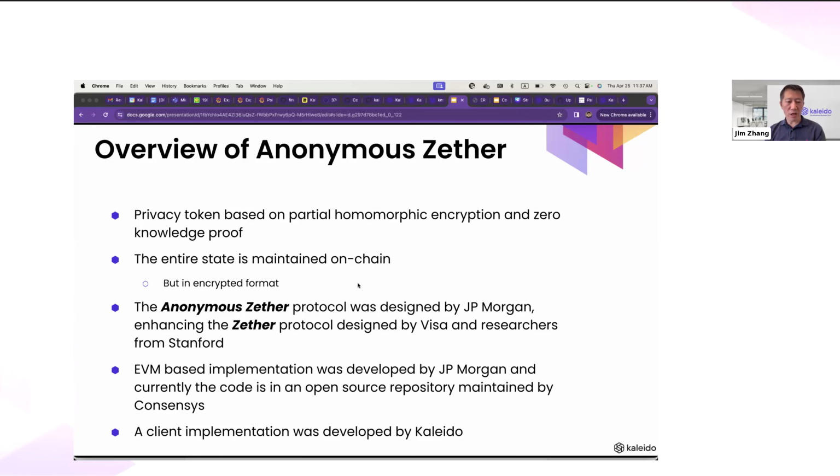It's based on the Anonymous Zether protocol. The paper was written by a researcher who used to work for JP Morgan, who was also the researcher who did the implementation of the core library. And this paper was based on the original Zether paper, which was published by Visa researchers along with Stanford researchers. So that's sort of the lineage of this framework.